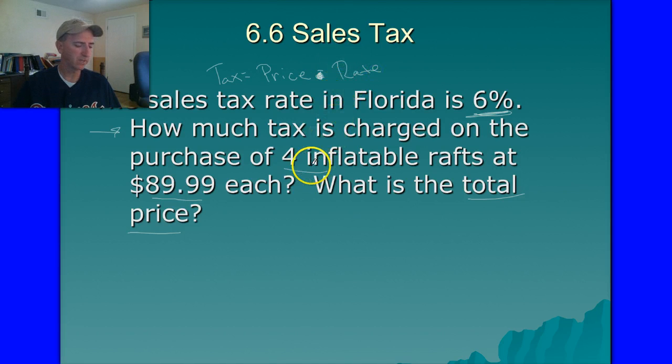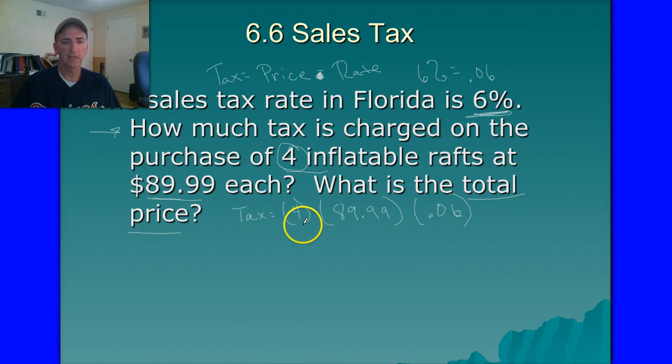Okay, so in this particular question, notice we have 4 inflatable rafts at $89.99 each. So we're going to have to figure out the tax on that, and you're going to have to pay the tax on all 4 of those things. They're not going to let you just pay tax on one of them. They're going to make you pay it on all of it. And 6%, remember the decimal form of 6% is 0.06. Make sure you get that 0 in there because that will drastically change the amount of money that you would have to pay here. So if you put all that in your calculator straight through, the tax that you pay, I got 21.597. Let's just round it off to $21.60.